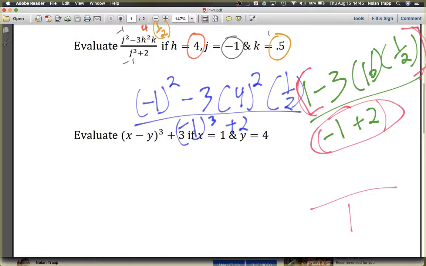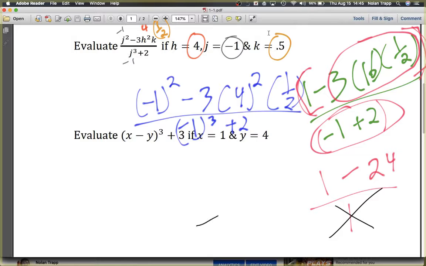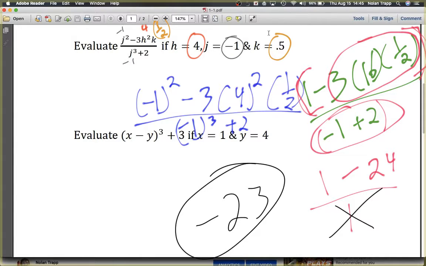So, now I'm going to multiply all this stuff together because multiplication comes first, inside that parenthesis that's on top. So, 3 times 16 is 48. 48 times a half is 24. Obviously, if you can't do that as quick as I can, that's fine. Hopefully, you know that if you have a 1 on bottom, you might as well have nothing on bottom. You might as well not write it. So, we end up with just 1 minus 24, which is a negative 23.